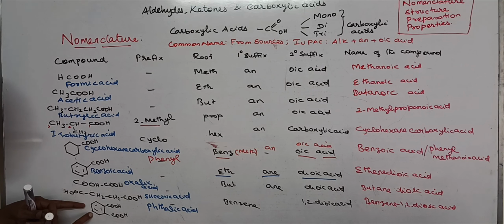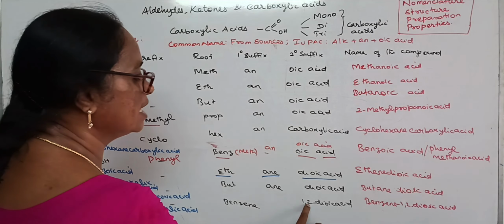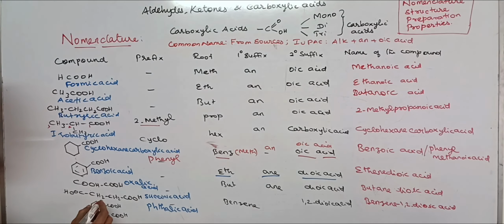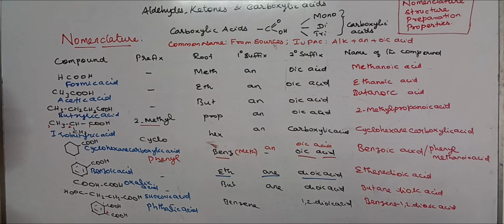Similarly, a benzene ring can have dicarboxylic groups. This is called phthalic acid, or benzene-1,2-dioic acid, as these carboxylic groups are present at the first and second positions of benzene. In this we will get a different name, as it has isomers also. 1,2-benzenedioic acid is called phthalic acid.